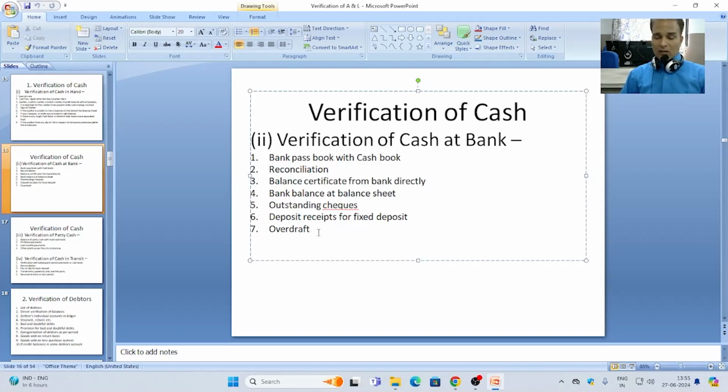If the auditor sees that an overdraft is there, then he has to check whether the overdraft is accurate or not and what the overdraft limit of the business concern is.